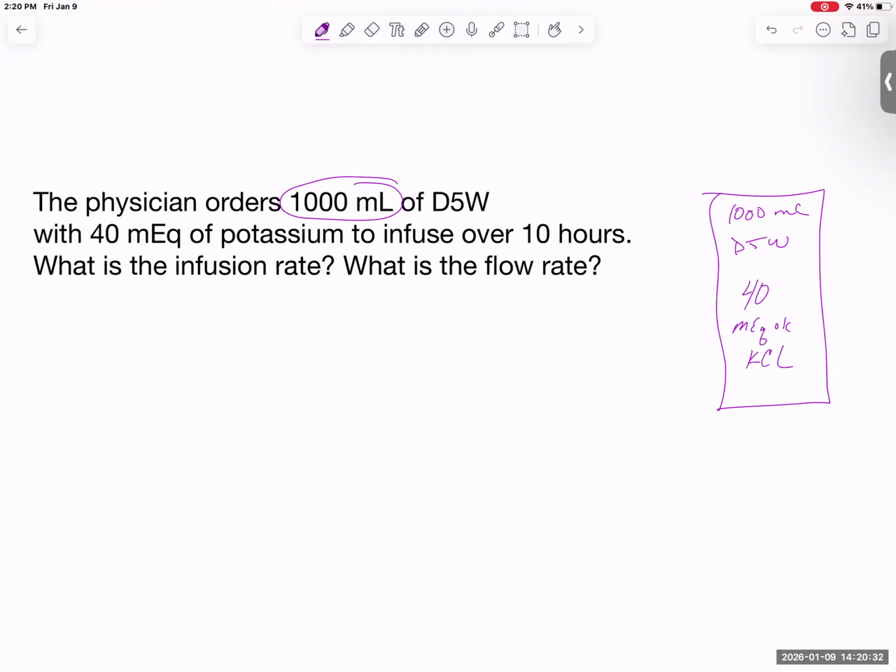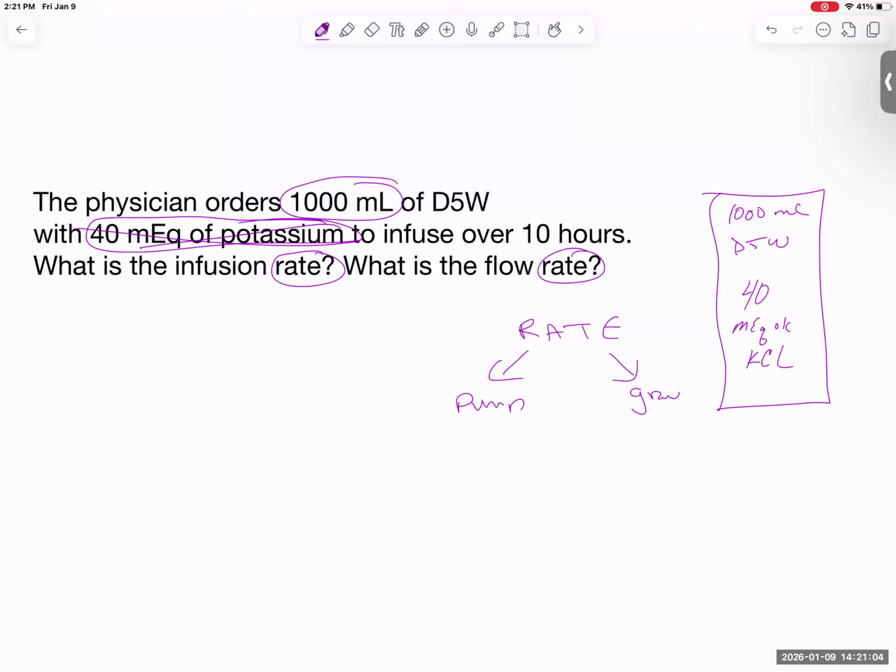But it's asking me the rate. What is the flow rate, the infusion rate? The rules don't change. If it's asking me the rate, I have to decide, is there a pump or not? Because rate means how fast am I going to run it over how much time? Just because there's medicine in it, it doesn't matter. Not for this equation. I'm not asking you to solve for the strength of a medicine. So I have a pump. It says a pump.